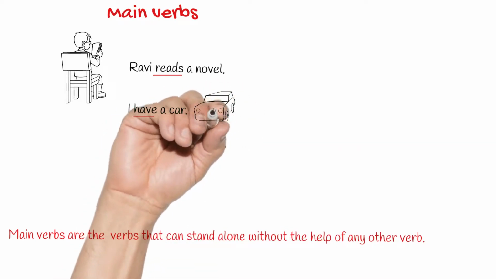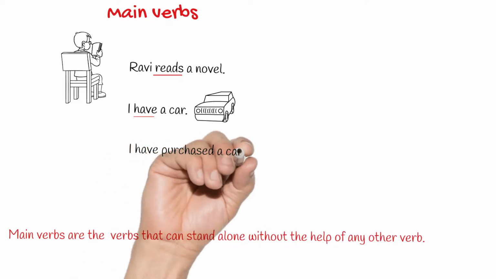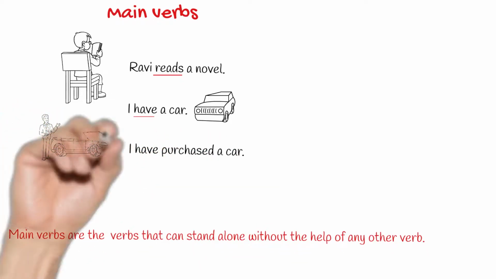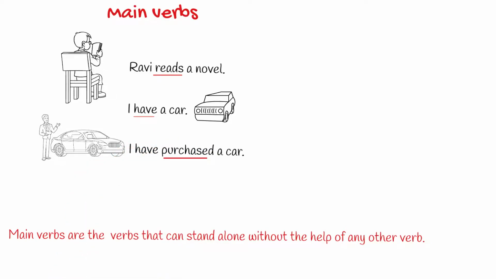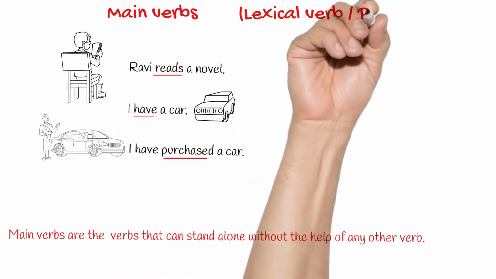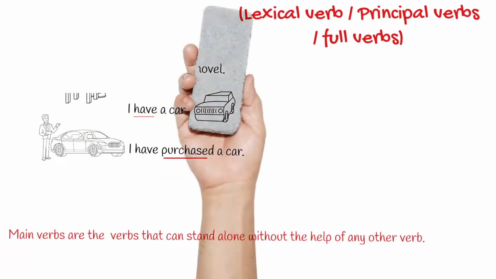Here, have shouldn't be confused with have auxiliary. In I have purchased a car, have is not the main verb. It is just helping the main verb purchase. Thus, main verb is an important verb, typically showing either the action or state of being of the subject in a sentence. Therefore, the main verbs are also called lexical verbs, full verbs, or principal verbs.